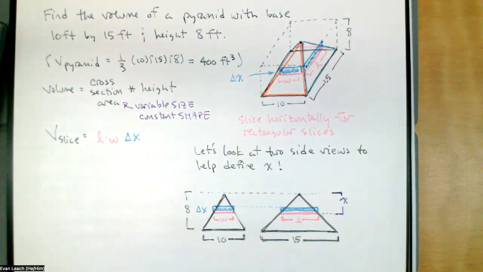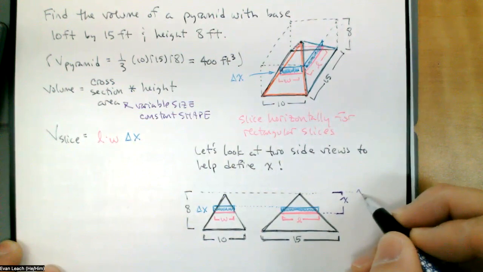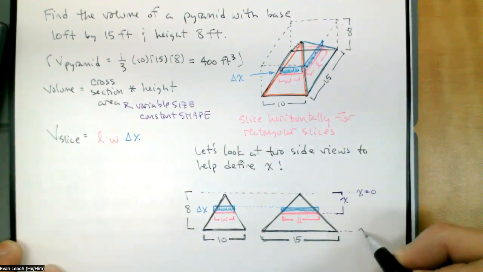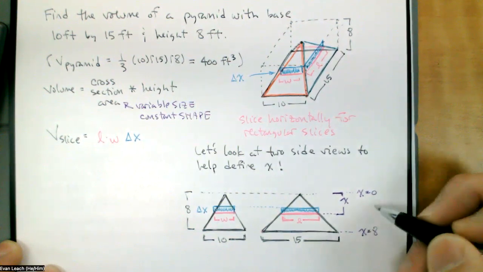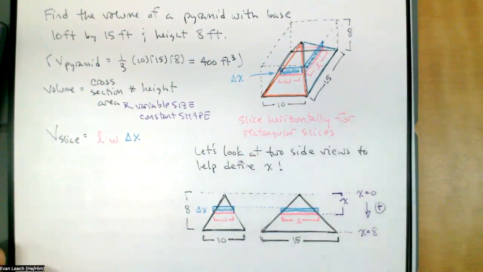Once we decide where x is going to go, we have made choices. So we have decided where 0 is. So up at the top here is where x equals 0. And then down here at the bottom is where x is equal to 8. And so this is the positive direction. Once you decide and label a variable, you have chosen where 0 goes, and you have chosen a positive direction.